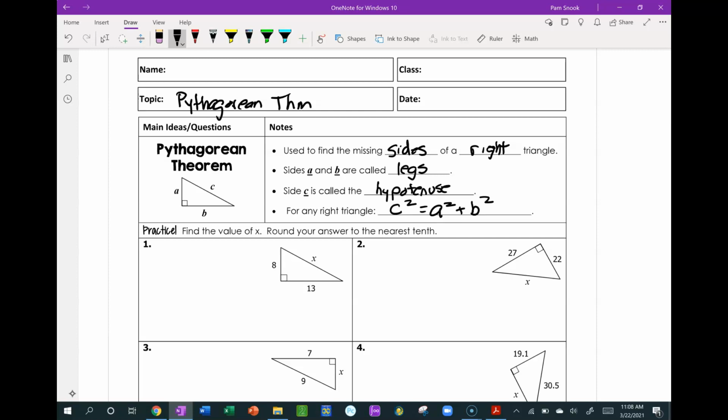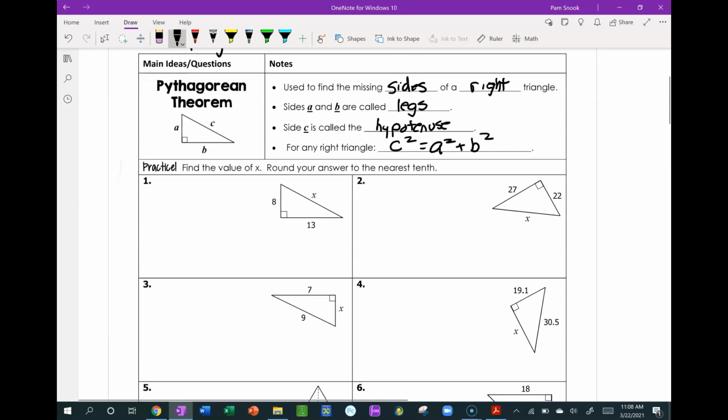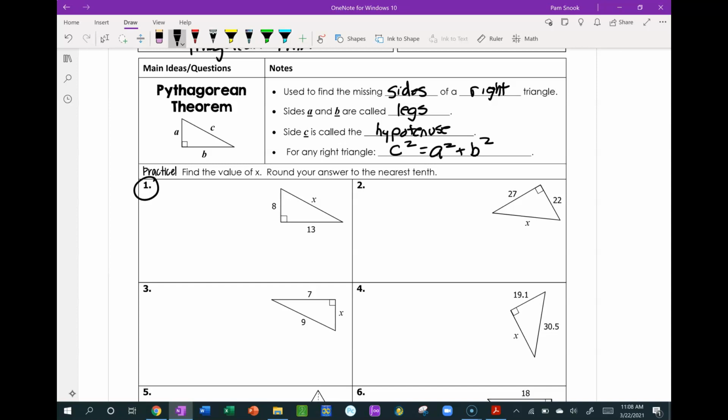So let's do some examples where we're using the Pythagorean theorem to find lengths of sides. Let's take a look at number 1. We are given the legs. I'm going to call 8 A and 13 B. It doesn't matter, I could have called 8 B and 13 A. And then what we're looking for is the hypotenuse C. I want you to write the Pythagorean theorem every time. C squared equals A squared plus B squared. If you write this enough, you will get it memorized. What we're looking for is C. Our diagram calls that X. I'm going to plug in X for C, and then 8 for A, and 13 for B.